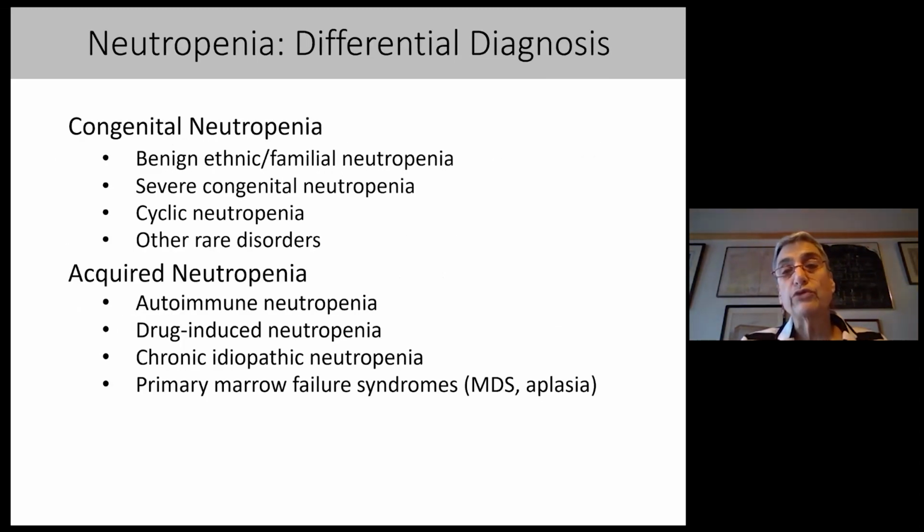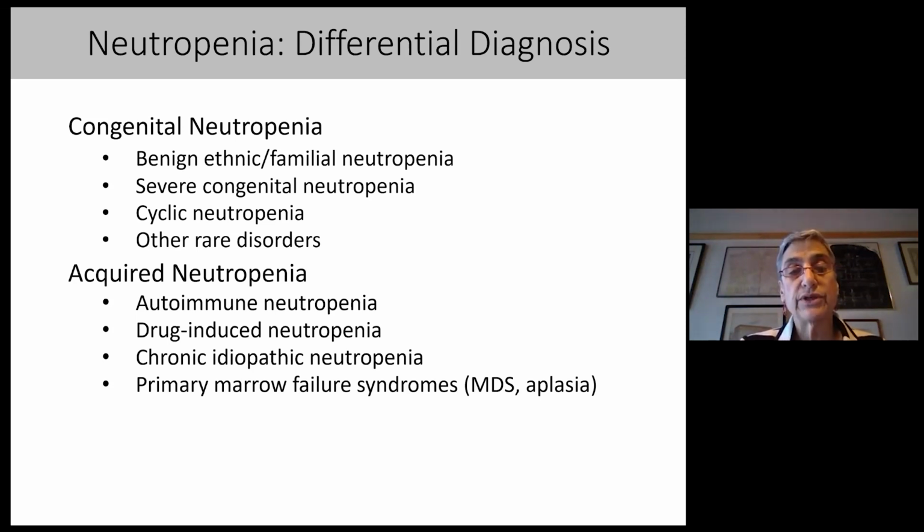The workup of neutropenia is usually performed by a hematologist, but there are multiple forms of neutropenia. There are the congenital neutropenias, which we discussed, which can be benign, ethnic, and familial neutropenias, to be distinguished from severe congenital neutropenia, which is a disease that's usually diagnosed in early infancy.